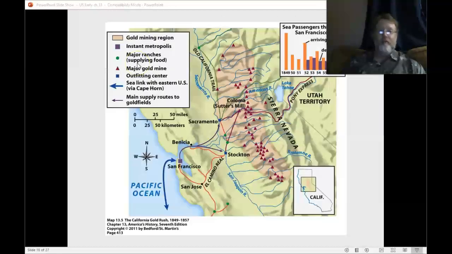The early history of California. Gold mining region all through this. This would be the Sierra Nevadas. Yeah, Sierra Nevadas. Instant metropolis, instant cities, of course.